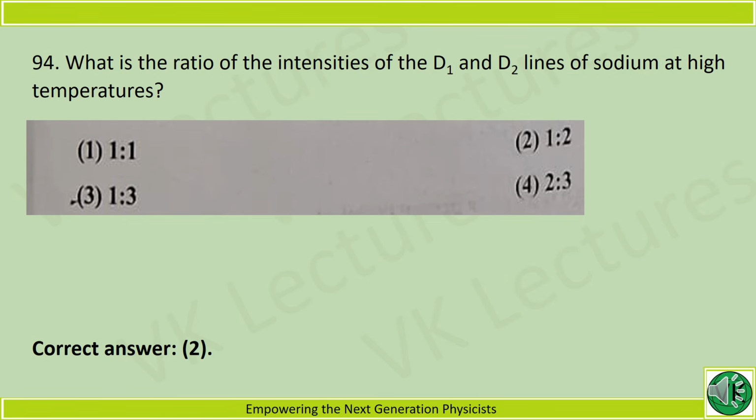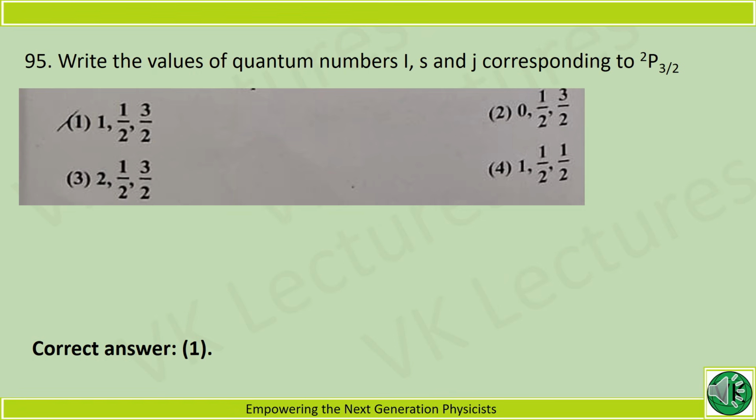What is the ratio of intensities of D1 and D2 lines of sodium at high temperature? The correct answer is option 2, 1:2. Write the values of the quantum numbers L, S and J corresponding to 2p 3/2. The answer is option 1, 1, 1/2 and 3/2.